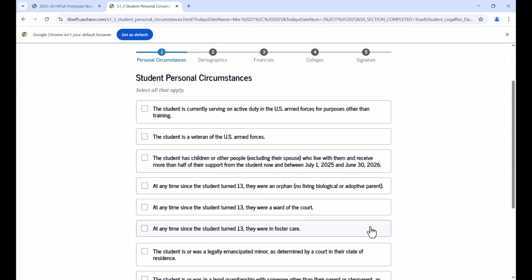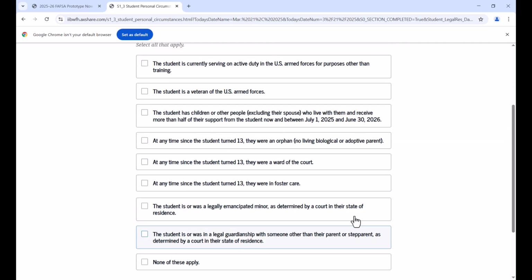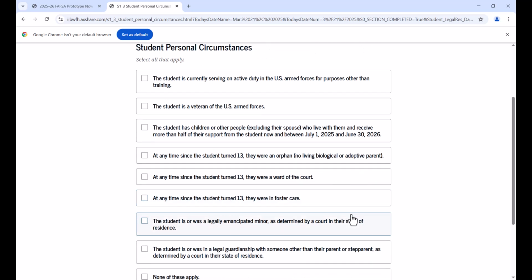From there, we are going to enter into the student's personal circumstance questions. So this list of questions is going to determine whether or not a student is seen as independent on the FAFSA or dependent on the FAFSA. If a student answers yes to any of these questions listed, they will be independent on the form. And so they will only use their financial information. They will not need their parents, just themselves.